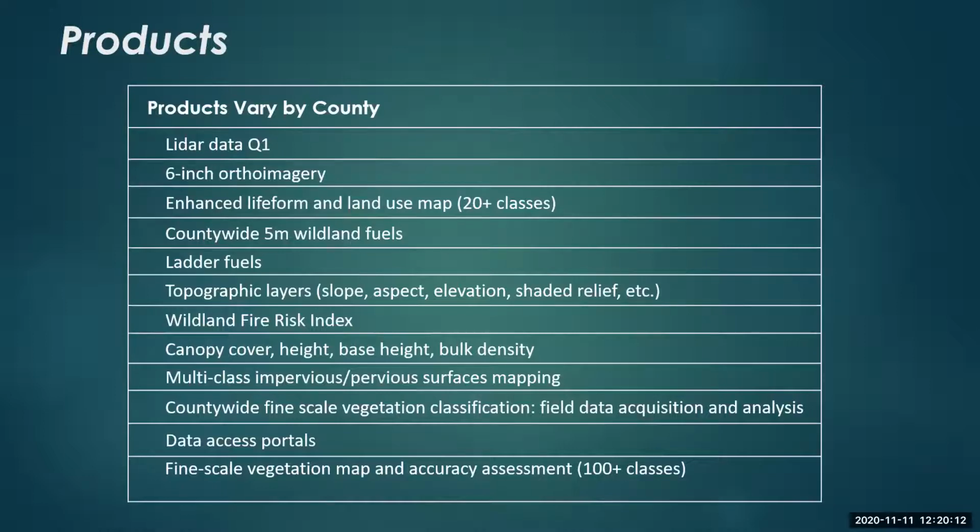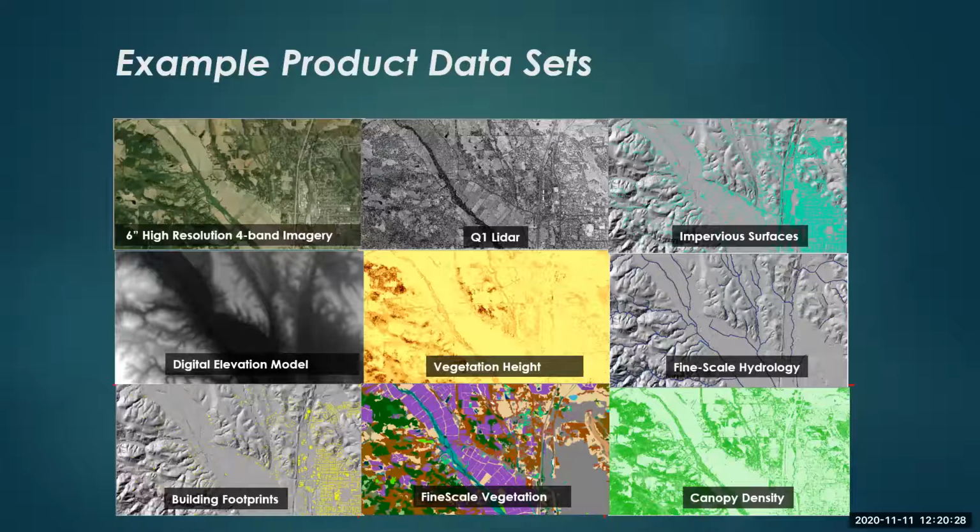And then finally, the Finescale vegetation map and accuracy assessment, those are 100+ class maps. Again, 1/4 acre to 1 acre minimum mapping unit, very detailed. And I will show you some examples. So here's some of the products. These are just example products that come out of these projects.